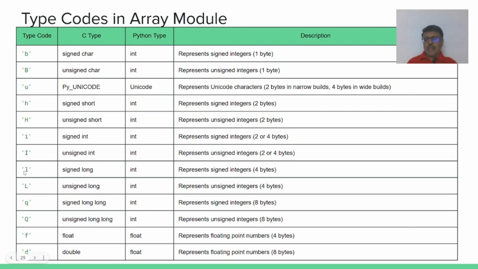Similarly, long and unsigned long, these are all the types you will be using here. And similarly, for float you can use F, or for double you can use D. When you say double, it is capable of double the size of the typical float. So you can go through all of them, and based on the need, you can make use of them.